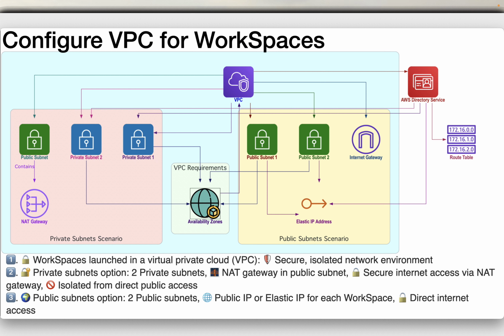And alternatively, you can create a VPC with 2 public subnets for your workspaces and associate a public IP address or elastic IP address with each workspace. This configuration allows direct internet access to your workspaces. So second configuration is here. So you have just direct public subnet and you assign an elastic IP or public IP, and you directly access it via internet gateway.